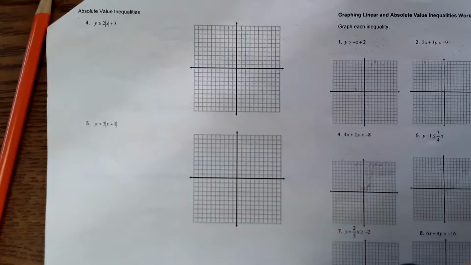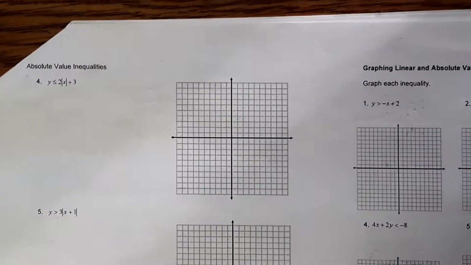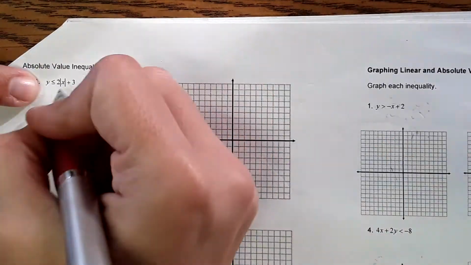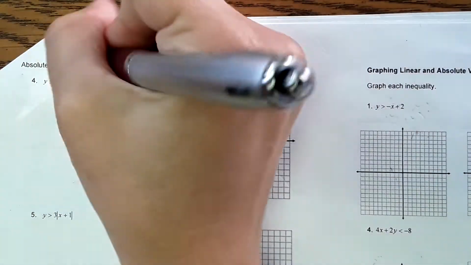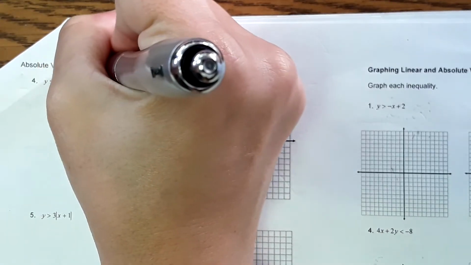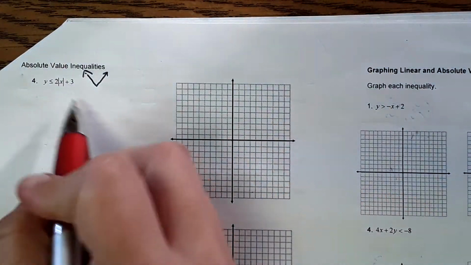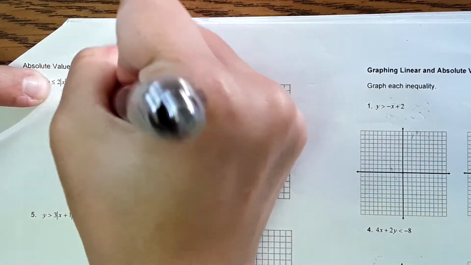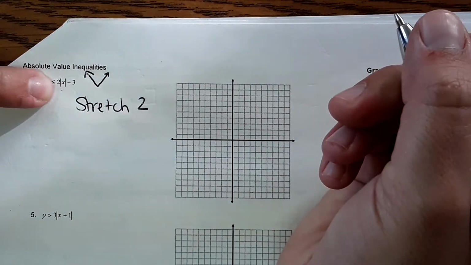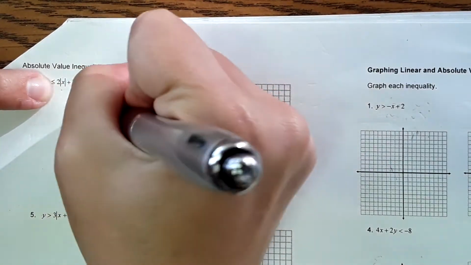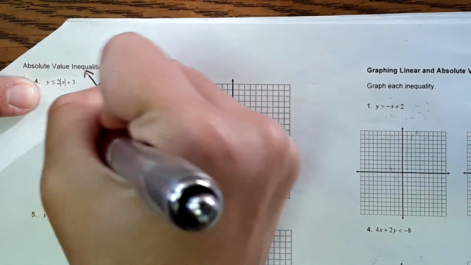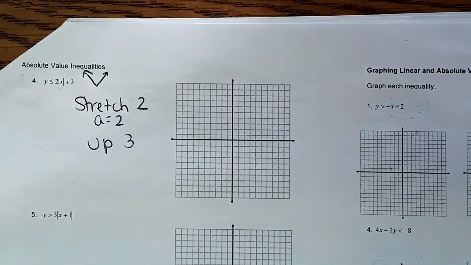Next. Okay, so these are a little bit different because we're graphing absolute value inequalities. So we're going to graph the absolute value first using the transformation rules. So absolute value graphs make this shape, remember? And then we have to look at the transformation here. It looks like it has a stretch of 2. So that's like the slope, or they call it a equals 2. And then plus 3, so that means up 3 is where we're going to graph our original point for this.